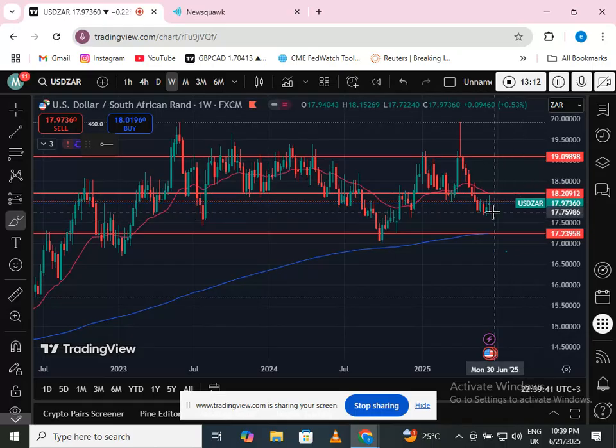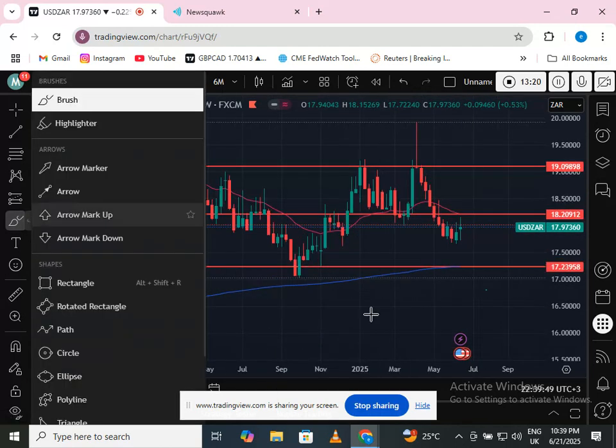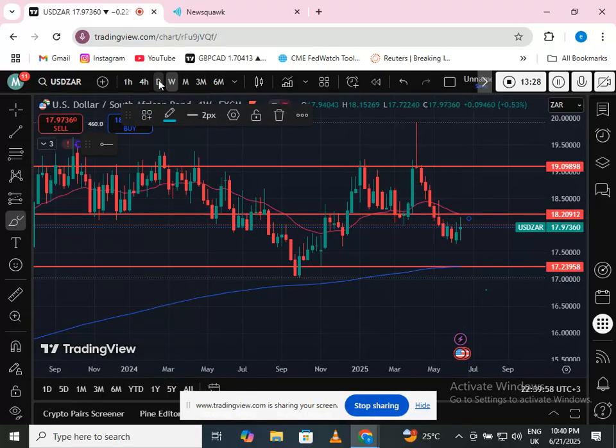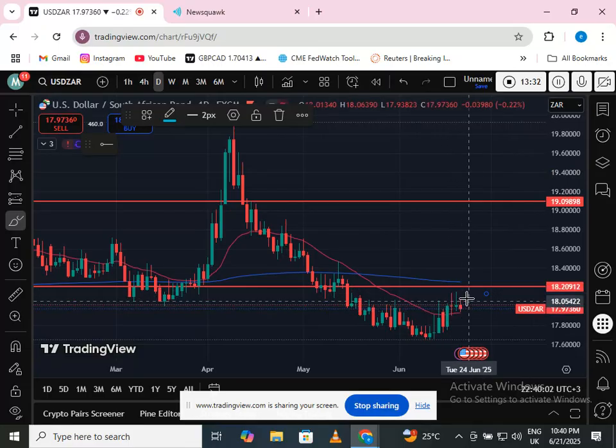So currently we continue looking for a sell-off in this pair. Last week we said that we are looking for price to get around this area of 18.20, whereby price is stalling around here. Let's take a look at the chart. So what we're expecting is that price came to this area.